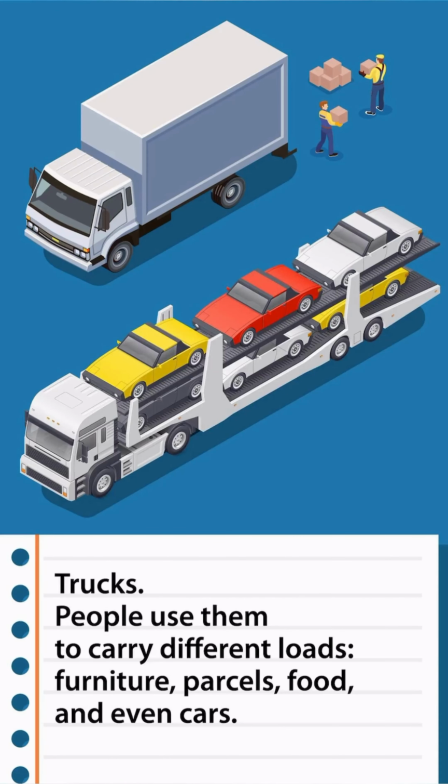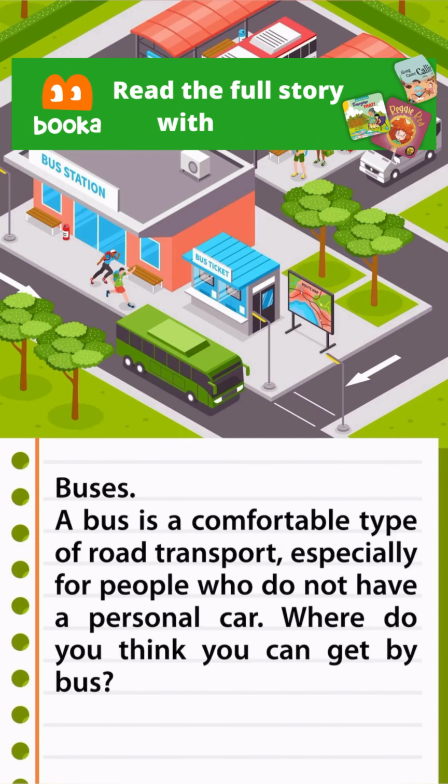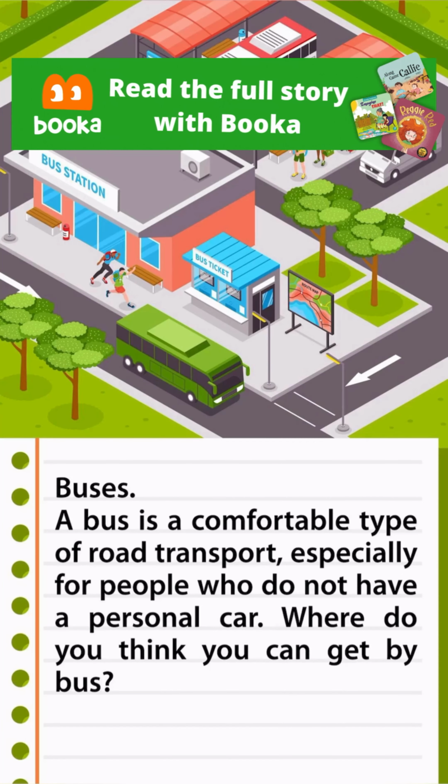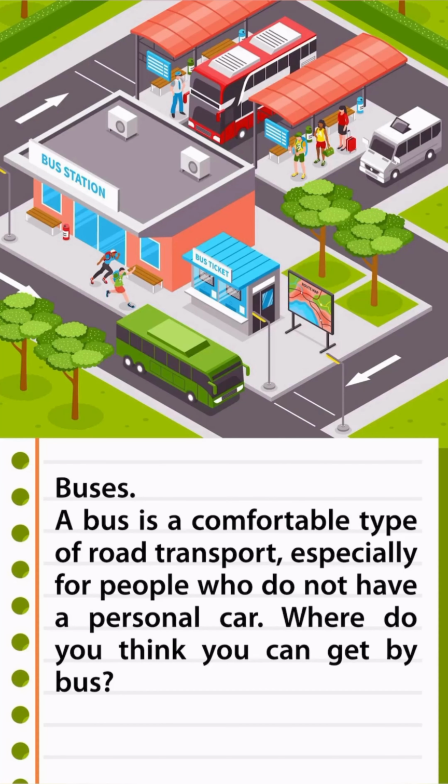Trucks. People use them to carry different loads: furniture, parcels, food, and even cars. Buses. A bus is a comfortable type of road transport, especially for people who do not have a personal car. Where do you think you can get by bus?